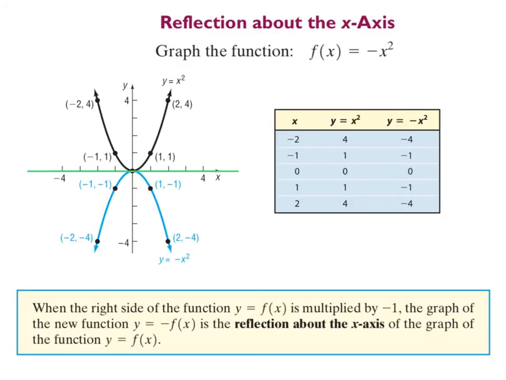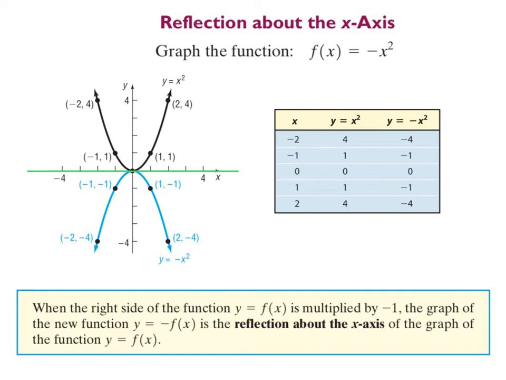The last type of transformation I want to talk about are reflections. Now, you can reflect about the x-axis and the y-axis. You can reflect over other functions, but we're going to keep it simple and just do the x and y-axes. So, if I want to reflect about the x-axis, I throw a negative in front of whatever function I'm looking to reflect. So, let's say I have x squared.